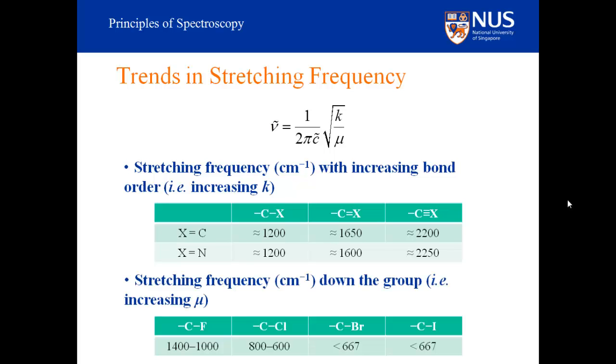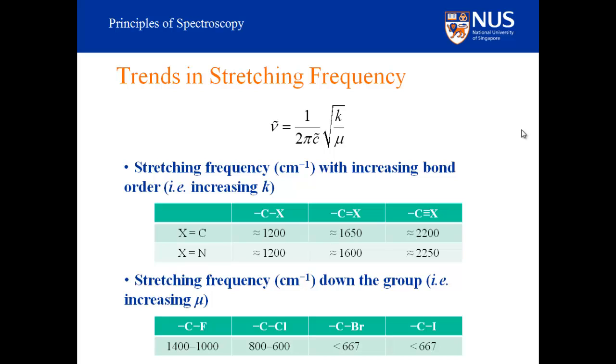What about as we go down the group? When we go down a group, we are increasing the reduced mass because the atomic mass of, say, the halogen is increasing. So indeed, a CF stretch is seen to occur somewhere between 1,000 and 1,400 wave numbers, whereas a CCl stretch is somewhere between 600 and 800 wave numbers, and CBr and CI occur at below some 667 wave numbers.